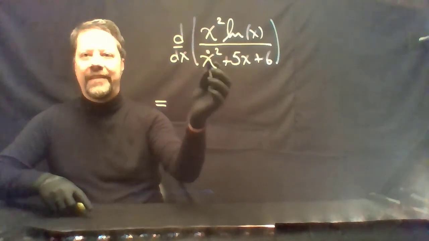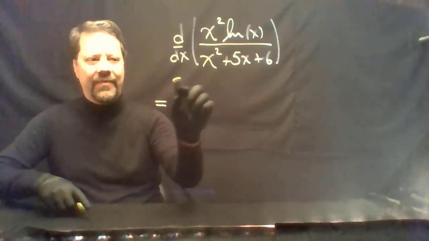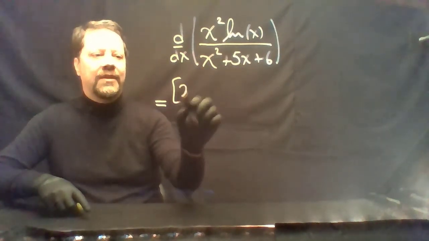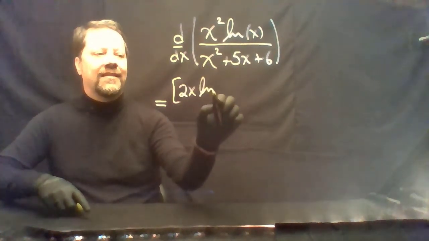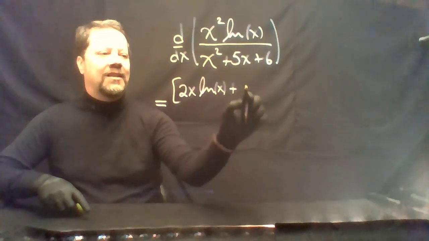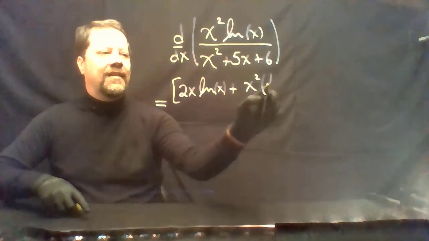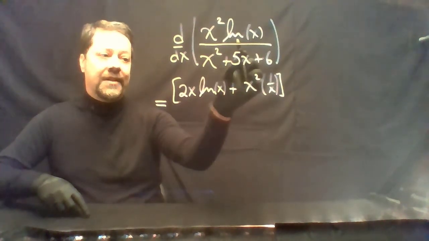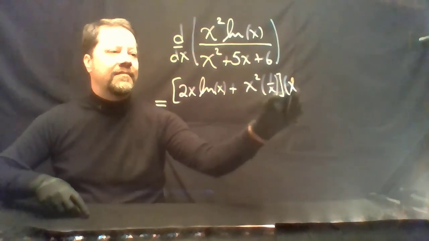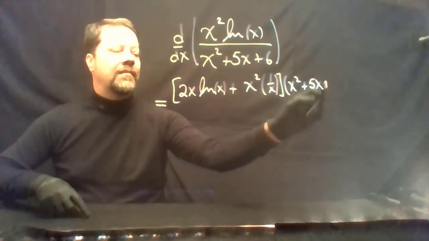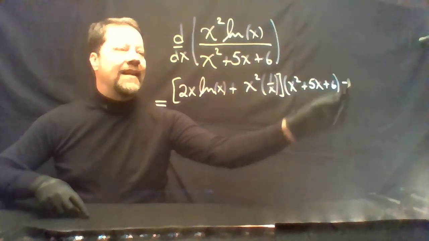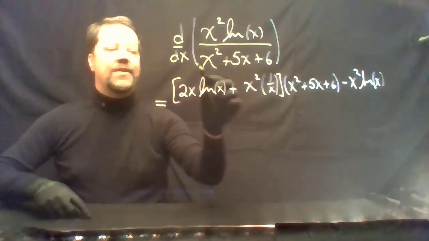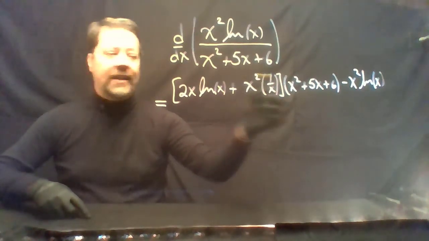In calculating the derivative, we're not going to simplify as we go. The derivative of the top requires a product rule. Derivative of the first times the second plus the first times the derivative of the second. That's the derivative of the top times the bottom minus the top times the derivative of the bottom, which is 2x plus 5.